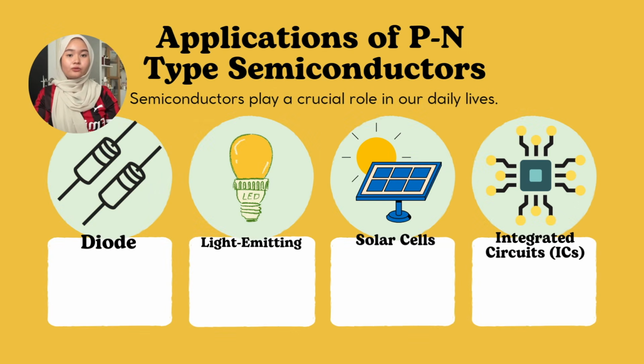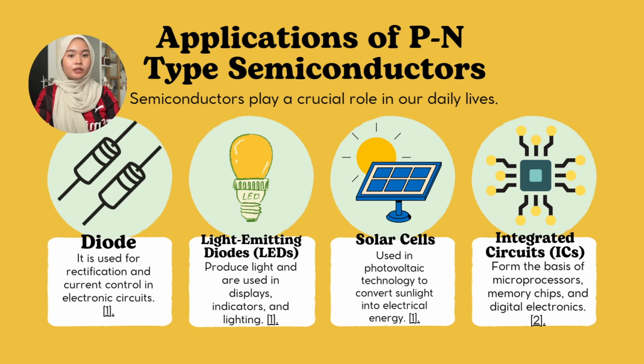Now, let's move on to applications of P-N-type semiconductors. Semiconductors play a crucial role in our daily life. Firstly, diode. It is used for rectification and current control in electronic circuits. Next, light-emitting diodes, LED, produce light and are used in displays, indicators, and lighting. Thirdly, solar cells. They are used in photovoltaic technology to convert sunlight into electrical energy. And lastly, integrated circuits, IC. They form the basis of microprocessors, memory chips, and digital electronics.